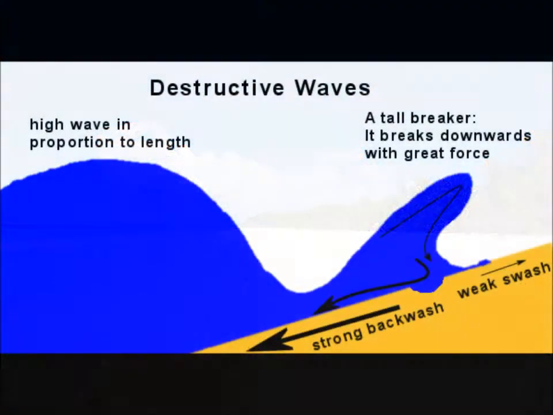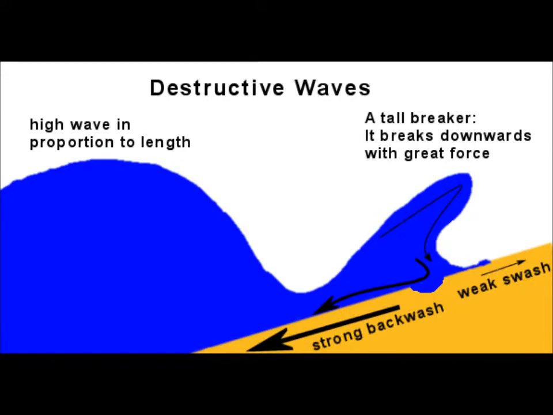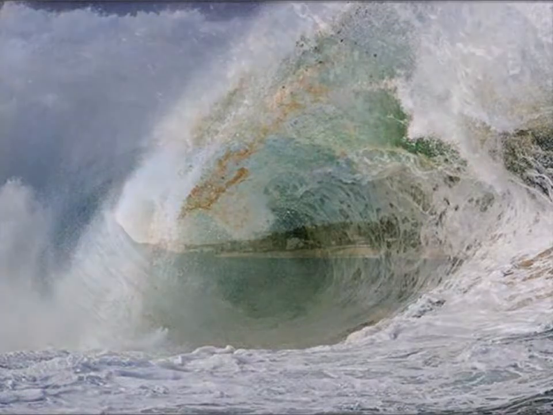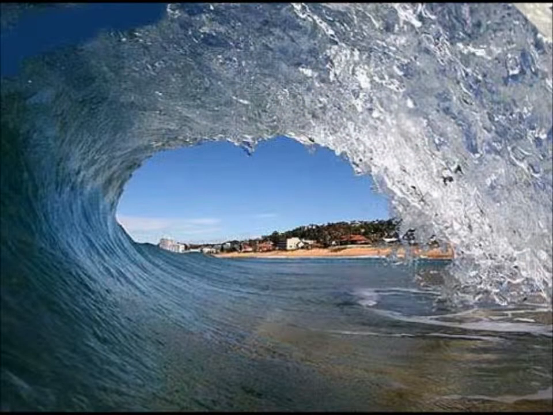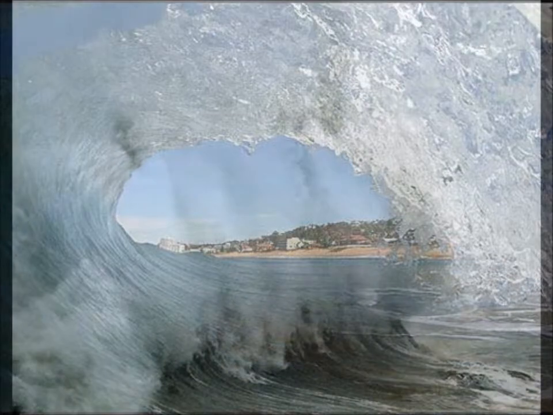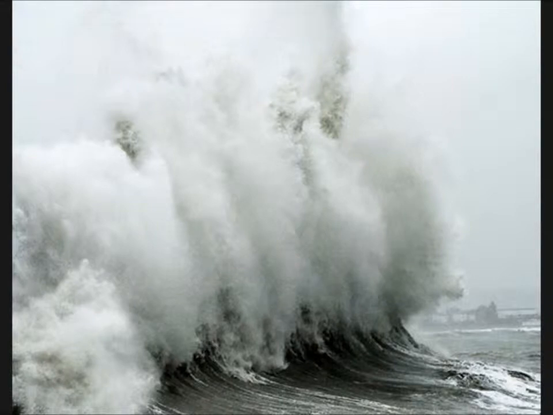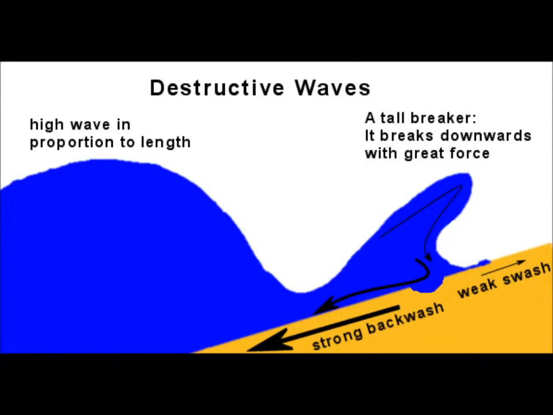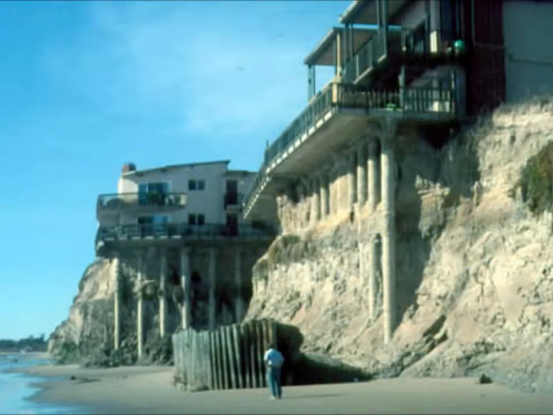Destructive waves are more powerful and usually taller. Because of this, when they break, they tend to fall almost straight down, and there is less swash than you would imagine. The backwash, however, can be very strong, dragging sand and shingle out to sea. Because the backwash is stronger than the swash, destructive waves tend to remove material quicker than it can gather, and the beach is eroded away.